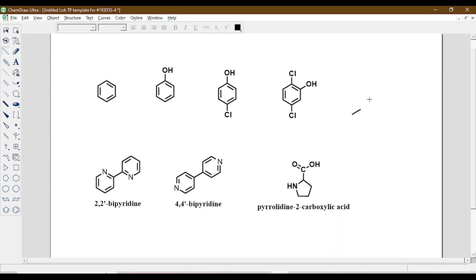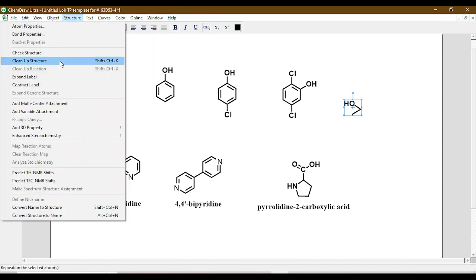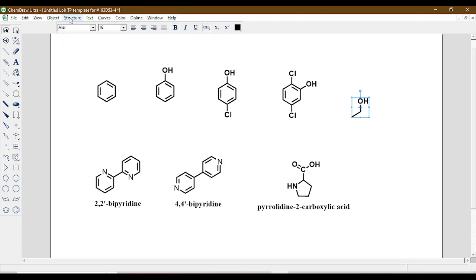For example, when I draw propane, so this is propane, and this becomes ethanol. Suppose the bond angle cannot be the same, I would have drawn ethanol like this. I'm going to select this, go to structure, cleanup structure, and it becomes ethanol. So structure, convert structure to name, it gives me the right name. So this is a simple thing.